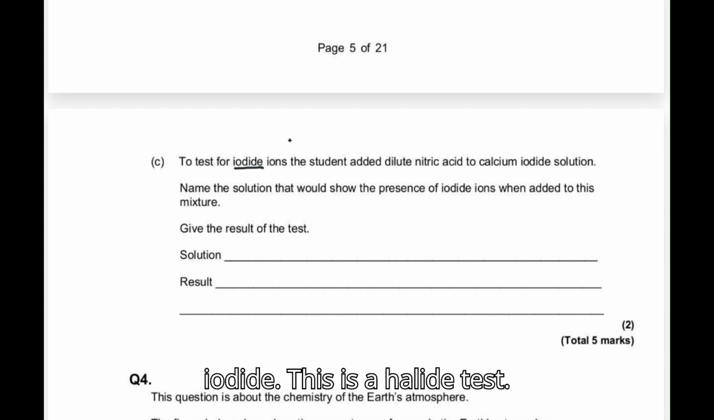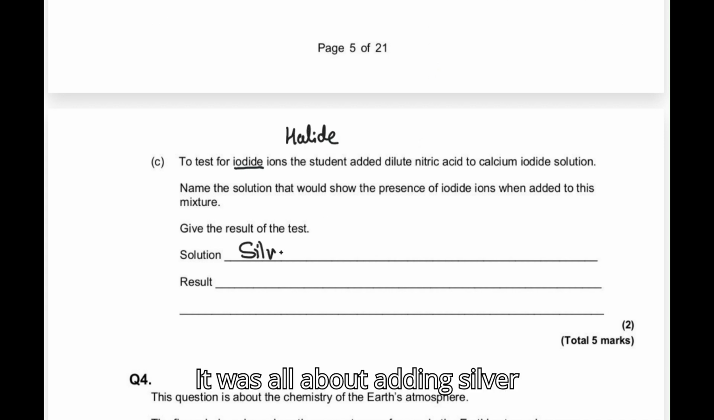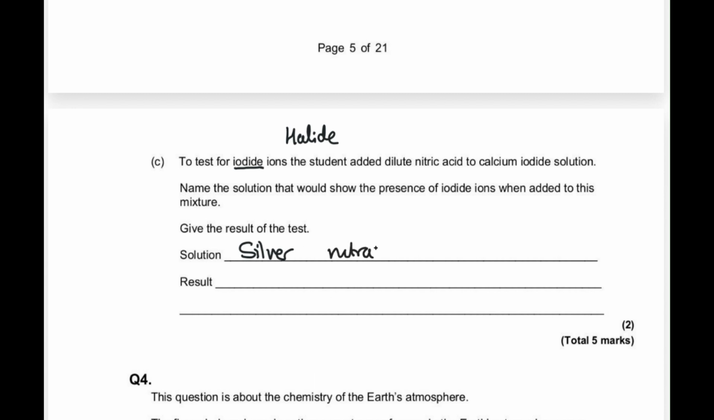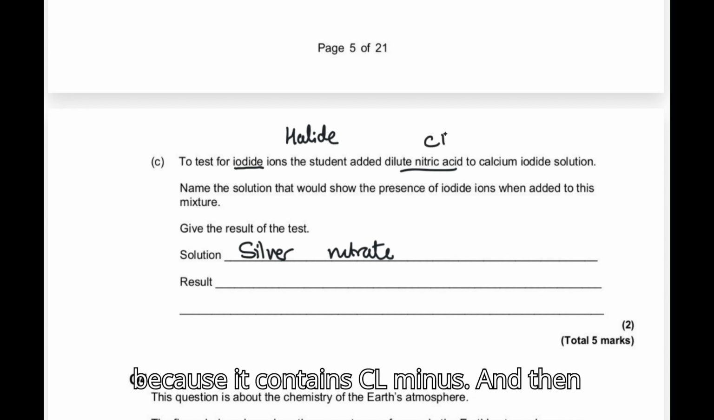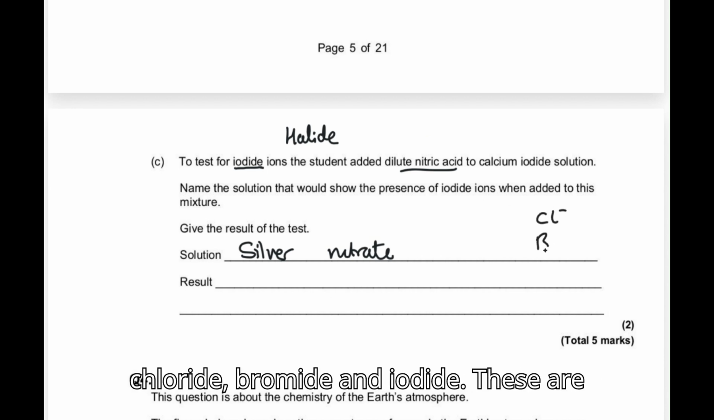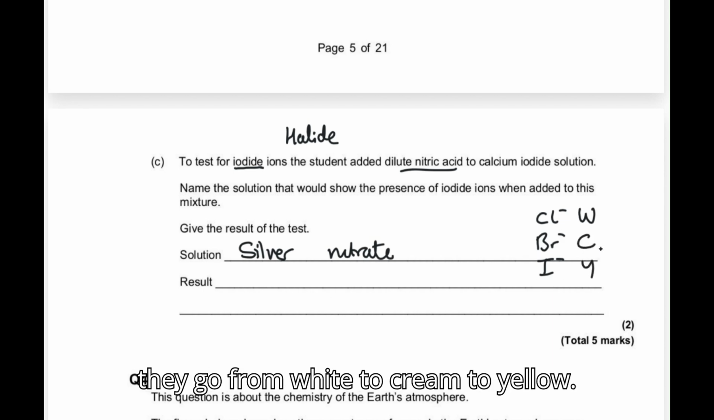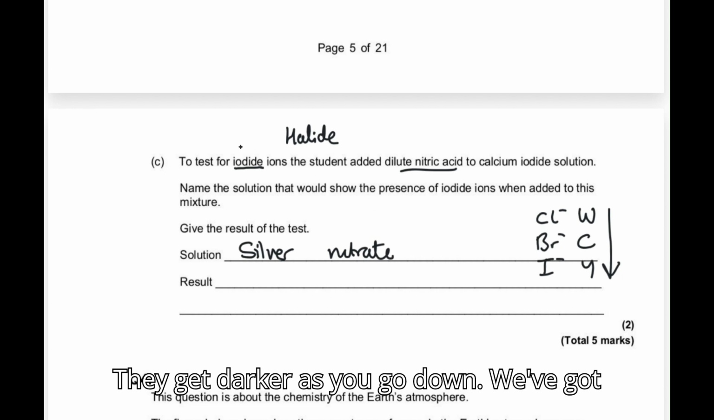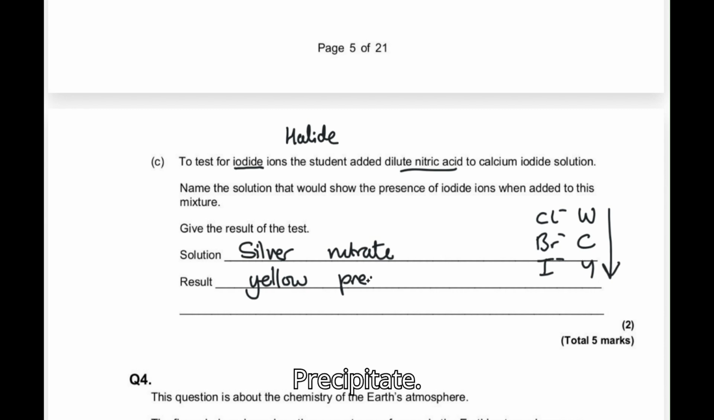And to test for the iodide, this is a halide test. It was all about adding silver nitrate with the dilute nitric acid. You obviously can't use hydrochloric acid because it contains Cl-. And then what we need to remember is that it gives chloride, bromide, and iodide. These are the 3 halides that we test for. And they go from white to cream to yellow. They get darker as you go down. We've got iodide, so this would be a yellow precipitate.